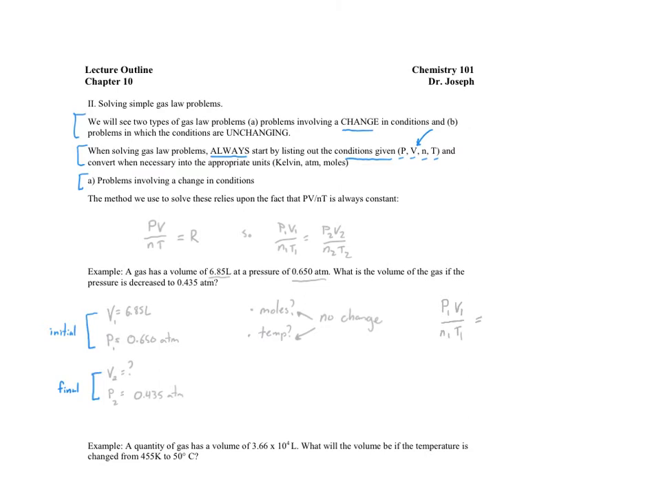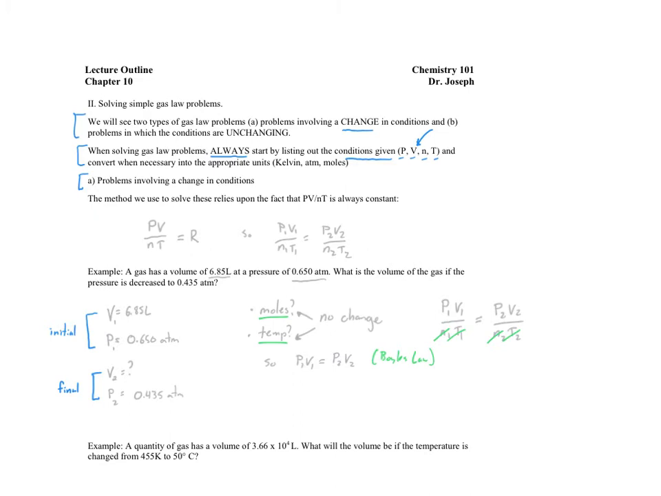Remember that P1 times V1 divided by n1 times T1 is equal to R, and so is P2 times V2 divided by n2 times T2. Now, if moles and temperature are remaining constant, we can cross out moles and temperature on both sides of this equation. That leaves us with the simplified equation, P1 times V1 is equal to P2 times V2. Notice that this is the same as Boyle's law. So in fact, we just derived Boyle's law from the ideal gas law.